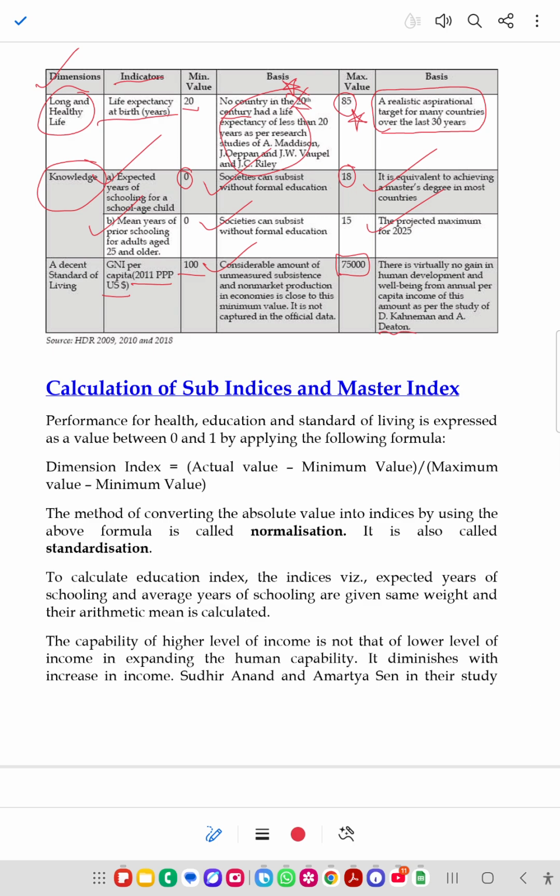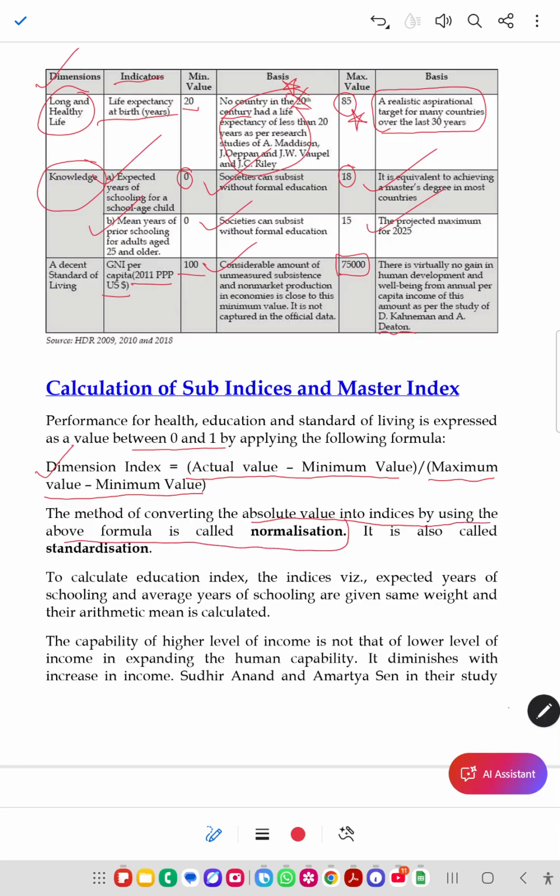Performance for health, education and standard of living is expressed as a value between 0 and 1 by applying the following formula. What is the dimension index? Actual value minus minimum value, divided by maximum value minus minimum value. The method of converting the absolute value into indices by using the above formula is called normalization, also called standardization.